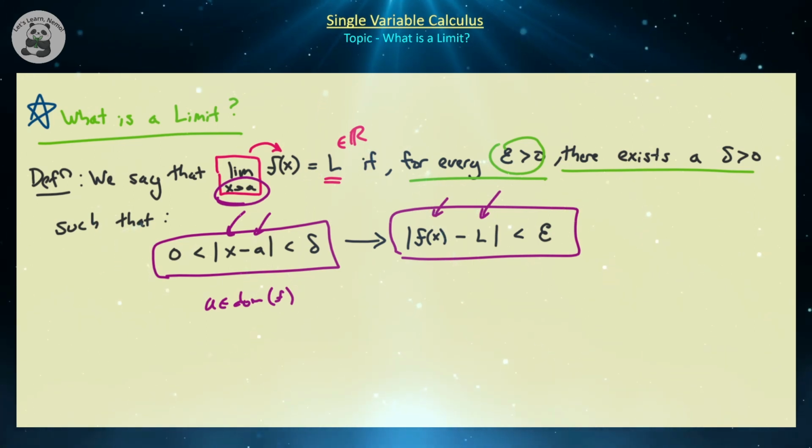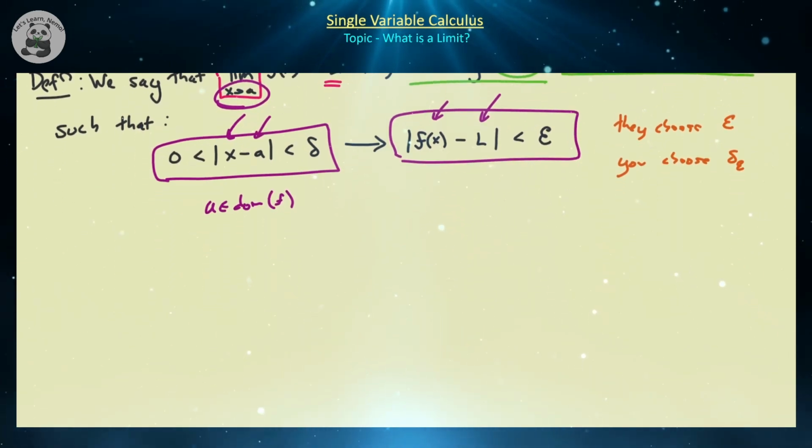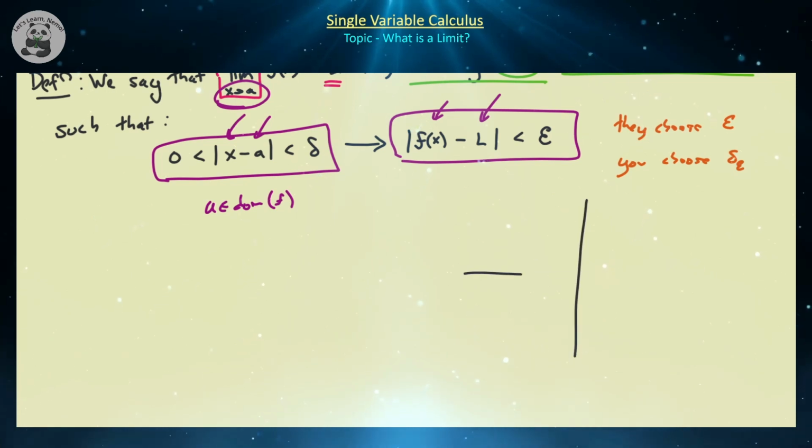So it's sort of like a game, right? They're going to choose a particular epsilon, and then you're going to choose a particular number delta that depends on that number epsilon. Let's get a little graph going to get a conceptual understanding of what's actually going on here.